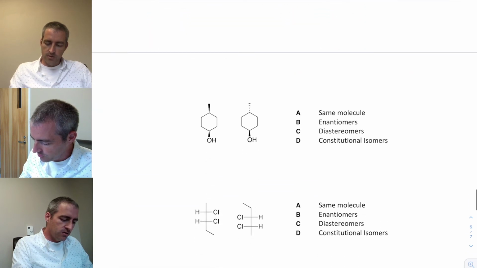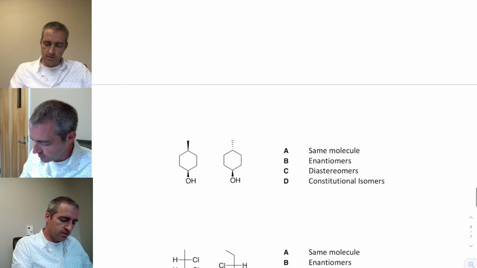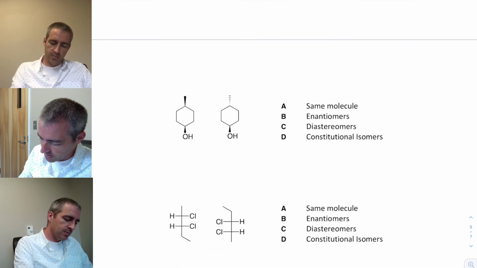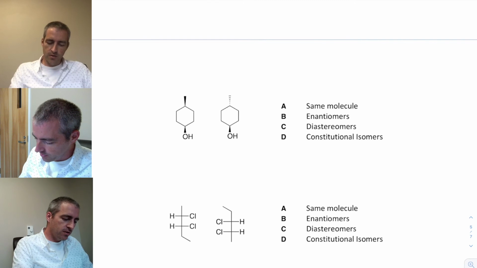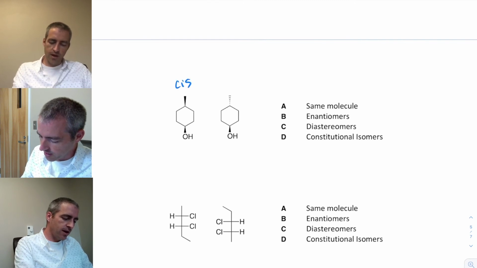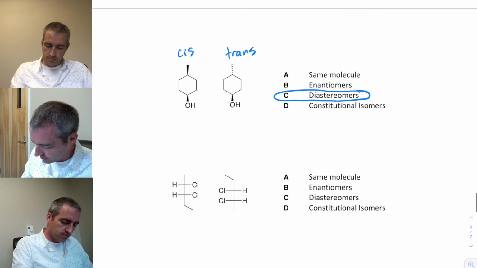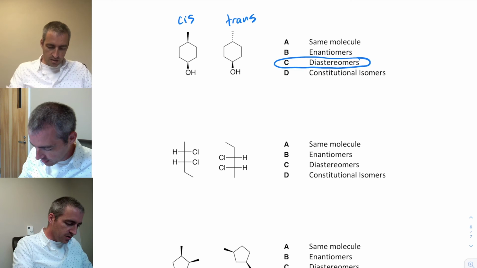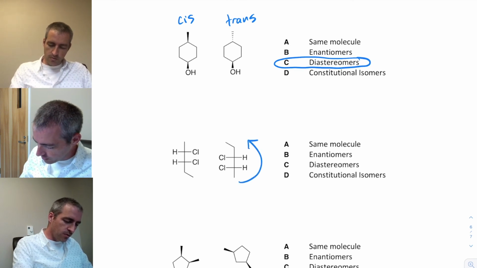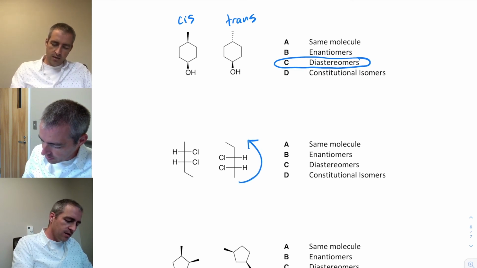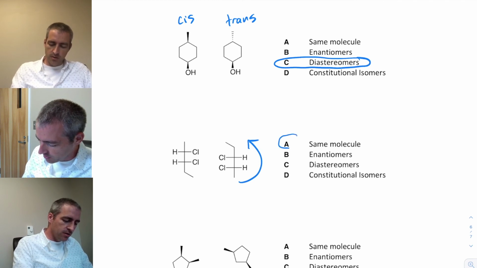Consider the following two molecules. We got more of these. What is the relationship between them? Note the two groups here, the OH and the methyl, are cis and trans. Diastereomers. How about these two molecules? Look what would happen if you rotated that one around 180. It would look identical to the one on the left. These two are the same molecule.